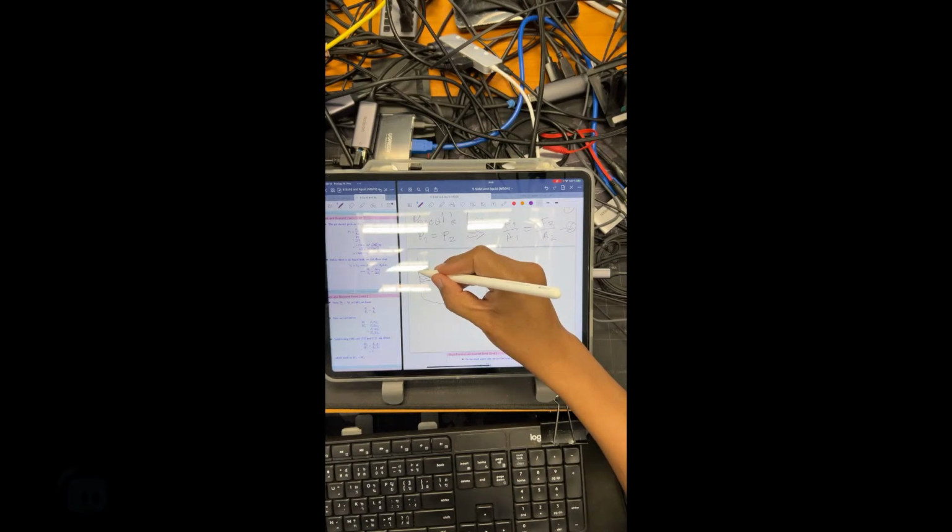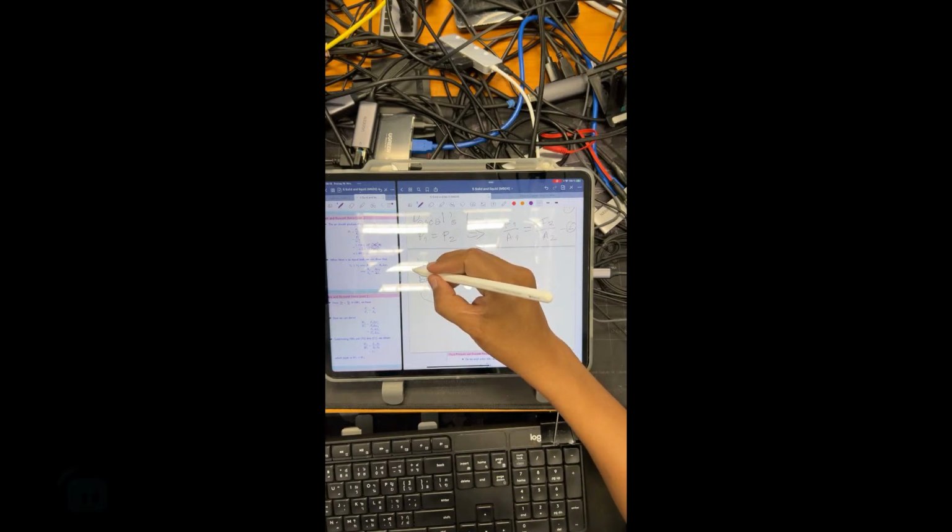Okay. It moves to the second position, and this is delta Y1, right?